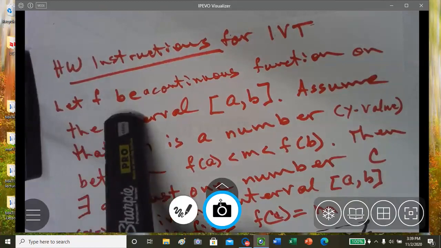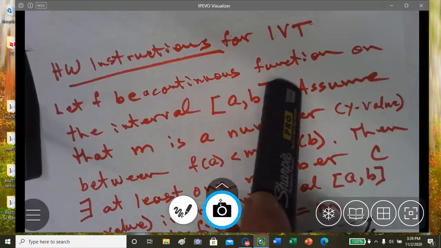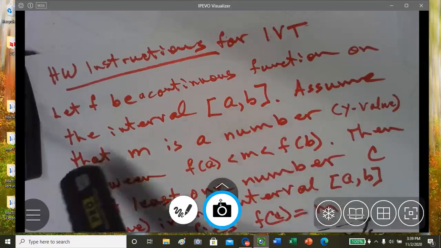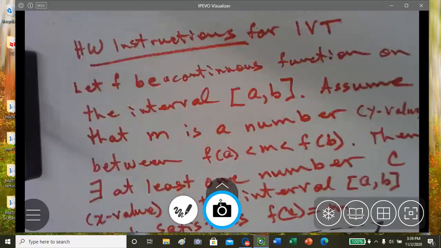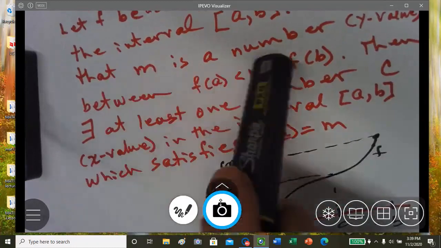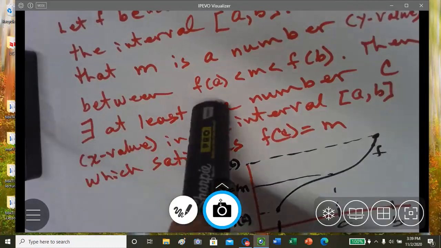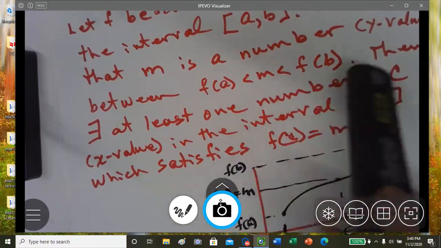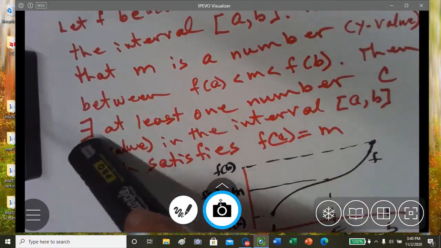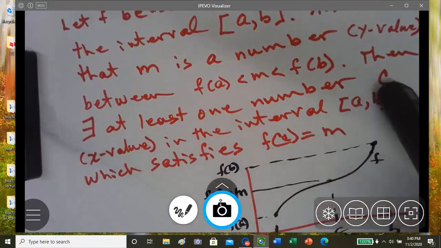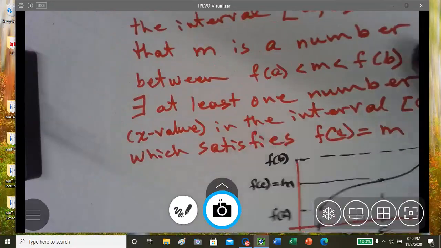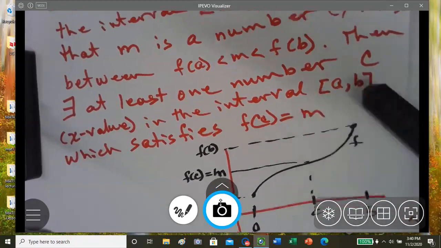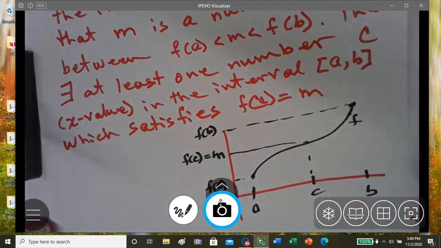Let function f be continuous on the interval a to b. Assume that instead of k, we're going to use m this time. M is a number between f of a and f of b. So f of a is less than m and m is less than f of b. Then there exists at least one number c, or x value, on the interval ab, which satisfies f of c equals m, is solvable.